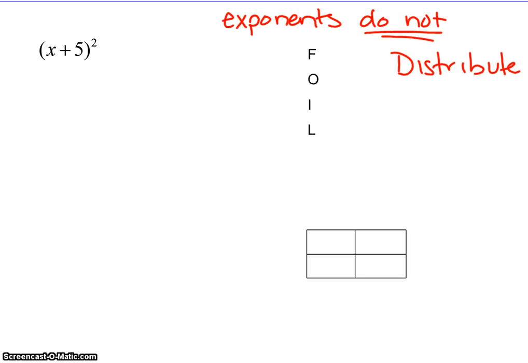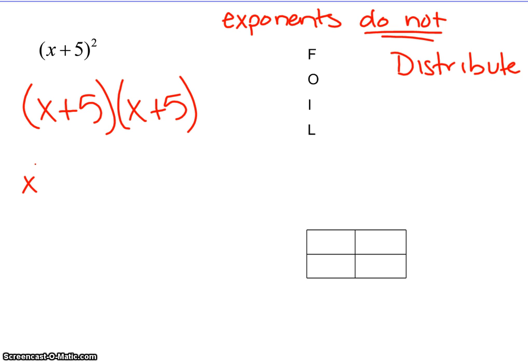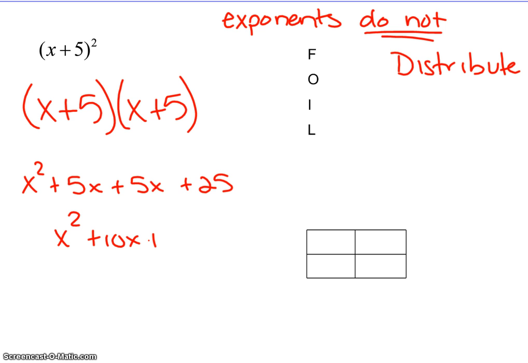Okay, so what we have to do in these situations is write what it means. X plus 5 squared means I'm taking x plus 5 times itself. Okay, and now I'm all set up, whichever method that I use. And done. Notice what I had when I did the supposed distribution. I'm missing that 10x. It's very important you get that.